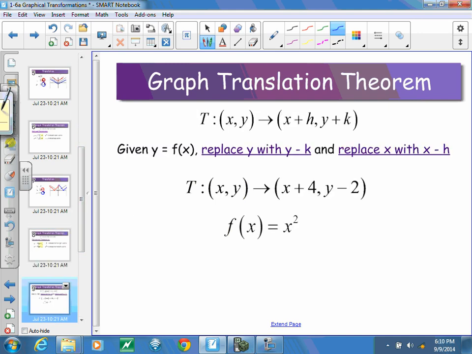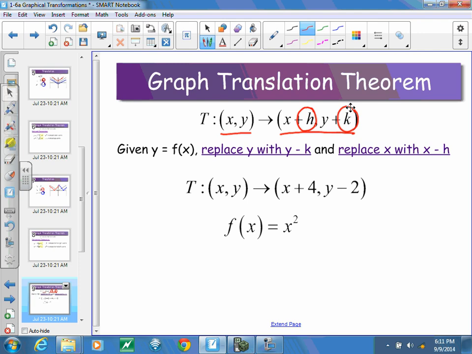So I'm going to go back to the whole mapping idea that we talked about, where I have the mapping of x, y, and it gets mapped onto x plus h and y plus k. So again, h is telling you if you're going to the right or the left. If h is positive, you're moving to the right. If h is negative, you'd be moving to the left. If k is positive, we'd be moving our graph up. If k was negative, we'd be moving it down.